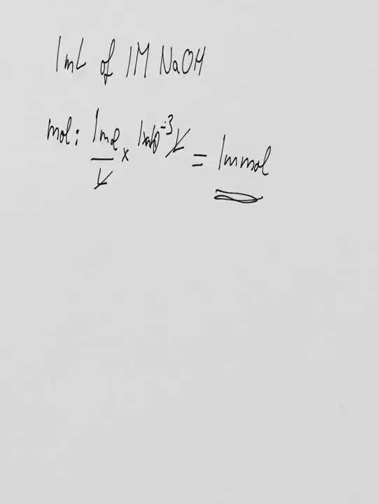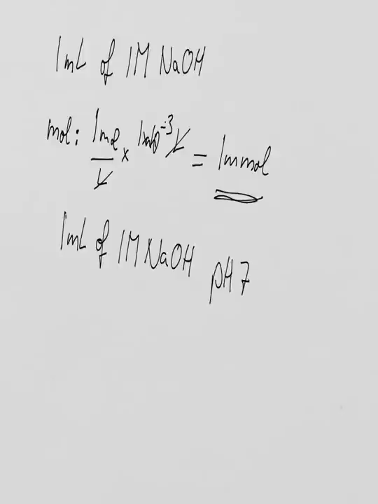You could do the calculation, I'm not going through that because I might be running out of time, but if we add this 1 milliliter of 1 molar NaOH, our water would change from pH 7 to pH 12. You can do this calculation again in your own time. So again, it's a change of 5 pH units.